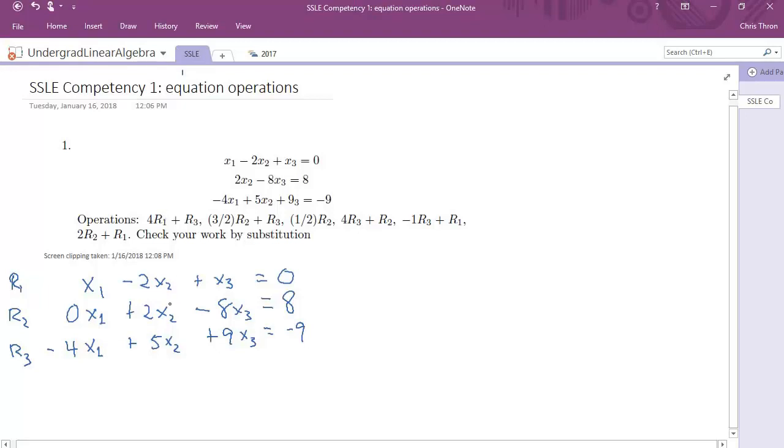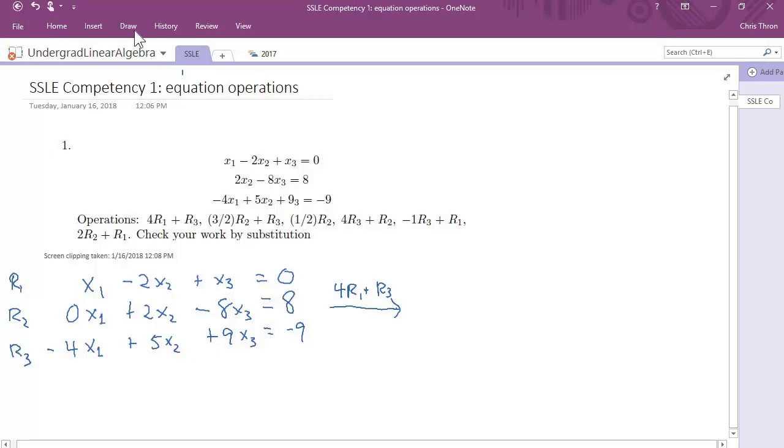Now I want to perform these operations one by one on this system, and I'll be able to solve for x1, x2, x3 after I've done the operations. Now, as it mentions in the text, these operations do not change the solutions of the system. They only change the form of the equations. All right, so let's look at the first operation, which is 4r1 plus r3. What this is going to do is replace r3 with the result of this algebraic computation. So I'll have the same system, except r3 will be different.